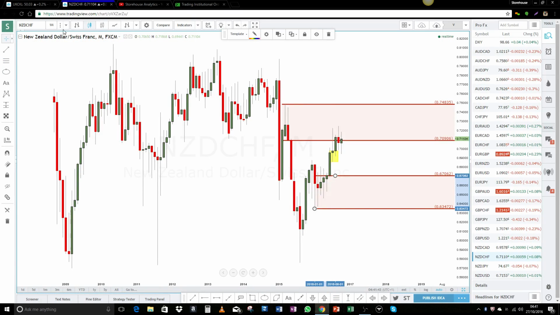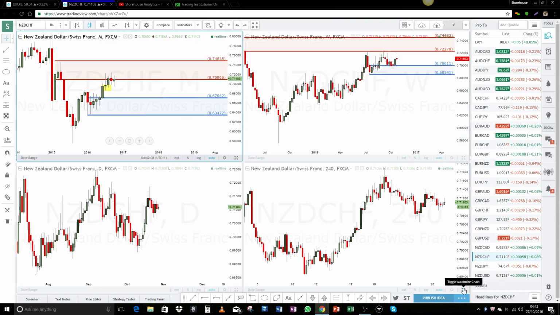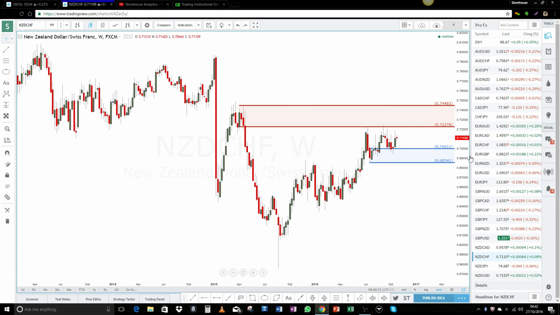So again, these are the areas that we're looking at for the New Zealand CHF, not an area where you want to be buying. We've seen that the buyers have come in again when prices pulled back down into this level. You can see the wick there. So it's going to be interesting to see how this all plays out, which side is going to win. One side will win, whether it's buyers or sellers, and then we'll be looking to join the winning side at some point. So here is the view of the weekly.